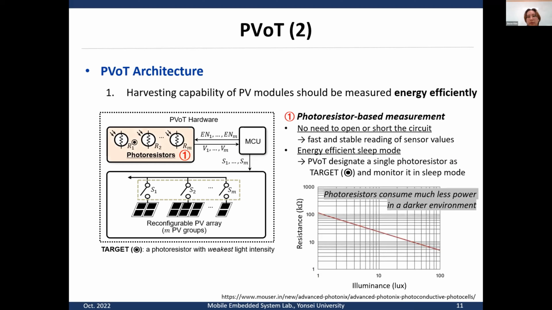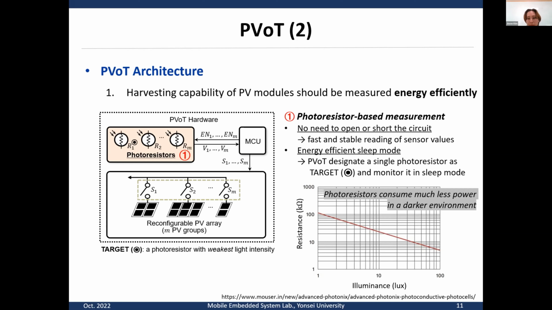These are the details of the first part. PVoT has a photoresistor-based sensing block separated from the PV array, so there is no need to make the circuit open or short. A single photoresistor measures the light intensity of a PV group that consists of 1 or more PV modules facing the same direction. And the resistance of the photoresistor is highly dependent on the ambient light, as shown in the figure on the right. So in a dark environment, the photoresistor consumes very little power.